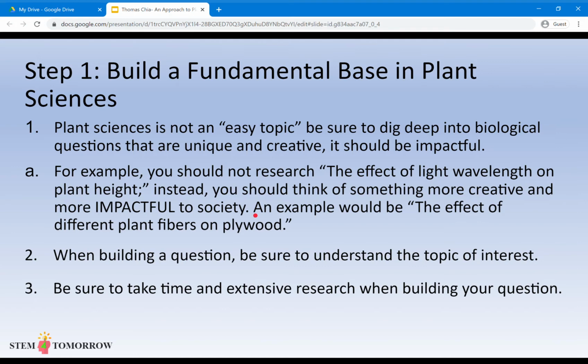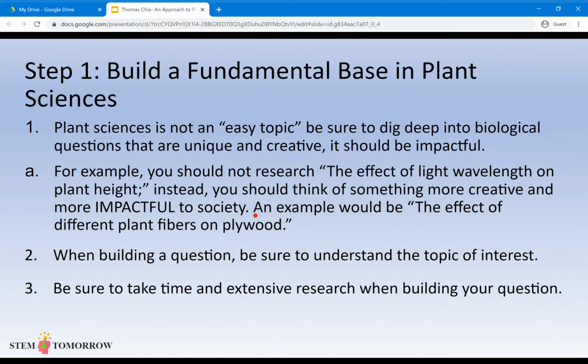For example, you shouldn't research the effect of light wavelength on plant height, because these questions have already been answered very thoroughly. Instead, think of something more creative and more impactful that has not been researched yet, such as the effect of different plant fibers on plywood.